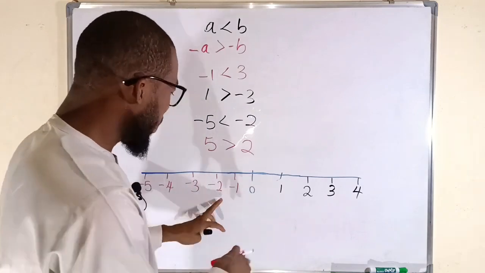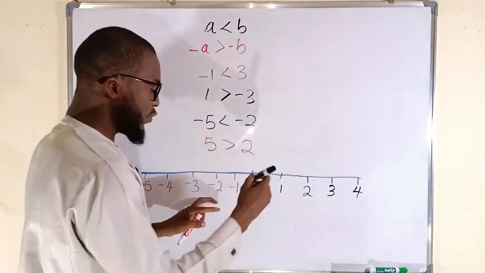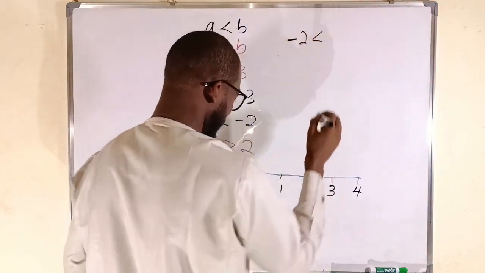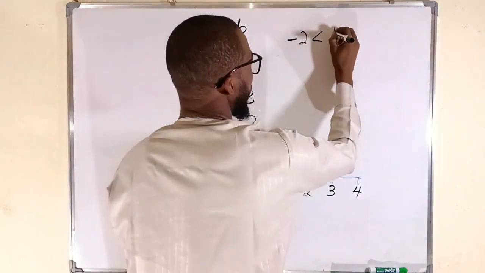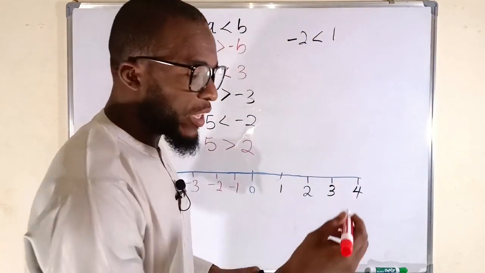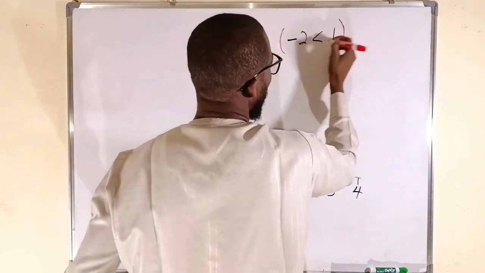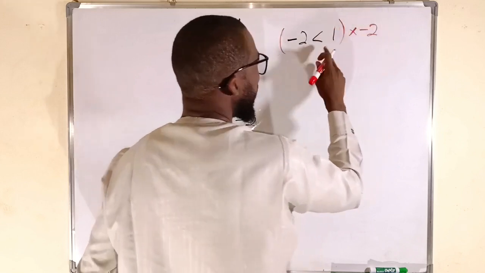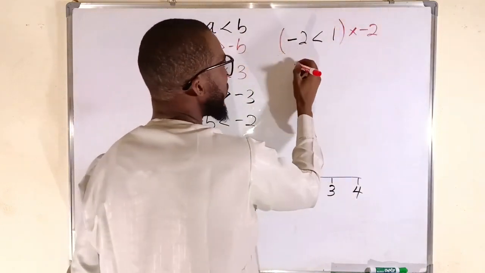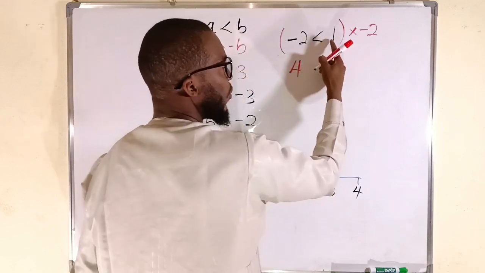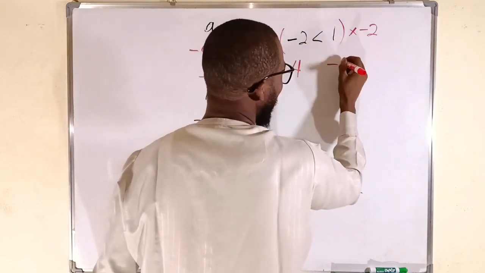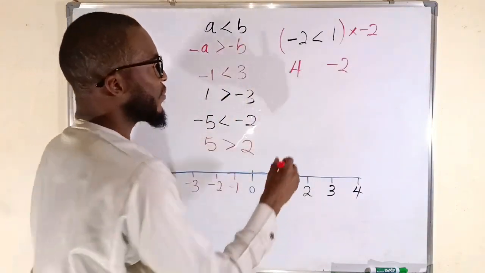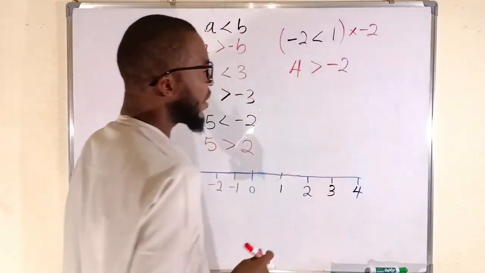Let me do one more. Suppose we want to take this -2 here. We know that it is less than 1, right? But what if we multiply both sides by -2? -2 times -2 will give us +4. And 1 times -2 will give us -2. But which one is greater? Definitely 4 is greater than -2. So you can see that the direction of the inequality will change.